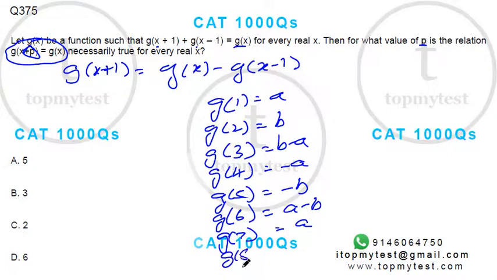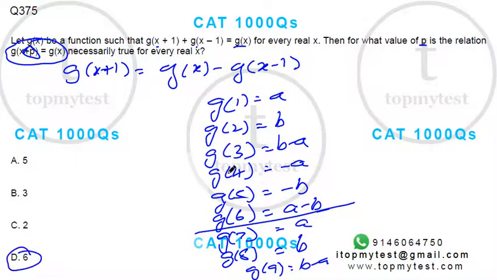Let's try verifying it. This will be a minus b, which is b. G of 9 will be this minus this, which is b minus a. Again, the cycle repeats. So after every 6 numbers, the cycle repeats. So the cyclicity is 6. Option D is your correct choice, right?